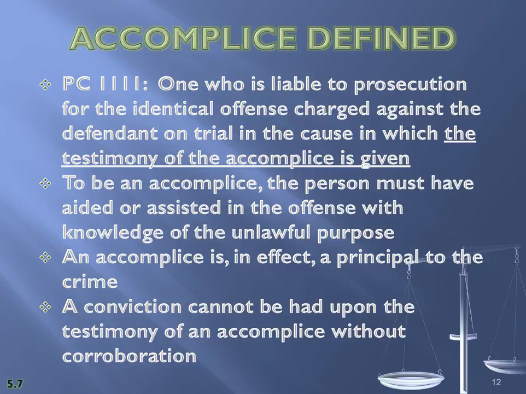Penal Code Section 1111 defines an accomplice as one who is liable to prosecution for the identical offense charged against the defendant on trial in the cause in which the testimony of the accomplice is given. To be an accomplice, the person must have aided, promoted, encouraged, or instigated by act or advice the commission of an offense with knowledge of the unlawful purpose of the person who committed the offense. Okay, a person who knowingly, voluntarily, and with common intent with the principal offender unites in the commission of the crime is an accomplice. Okay, he or she is in effect a principal to the crime. One can be an accomplice to felonies, misdemeanors, and infractions. I know it's confusing, it's the law.